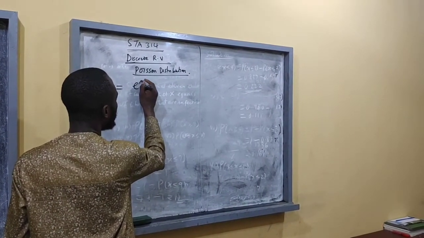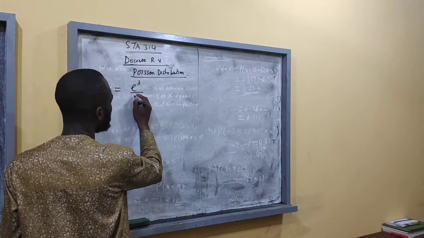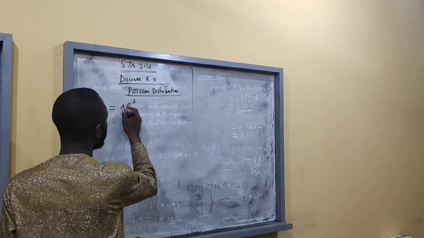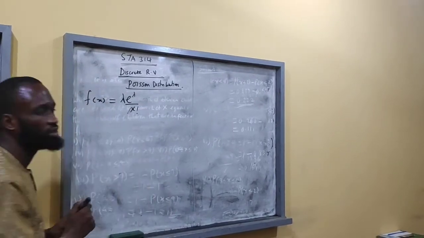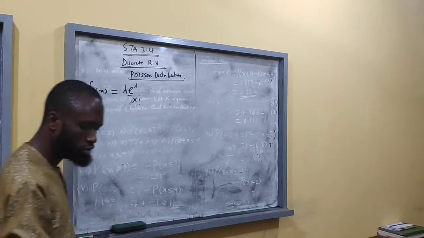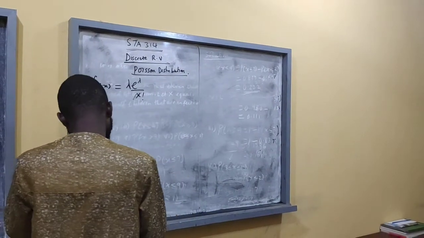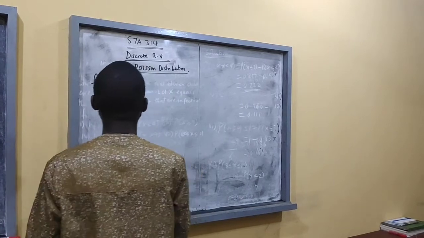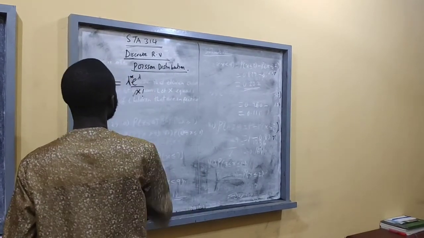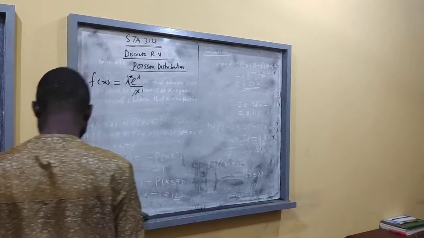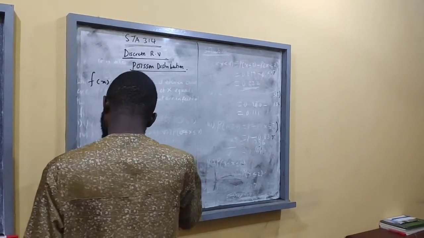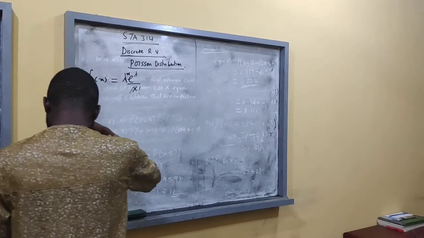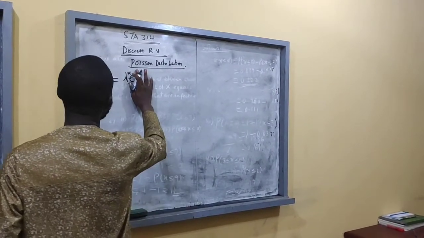Now let's look at the PDF for Poisson distribution, the probability density function for Poisson distribution, and it is defined as e raised to the power of lambda over x factorial times lambda. That is the Poisson distribution. Sorry, this is lambda raised to power x, e raised to power minus lambda, divided by x factorial. That is the Poisson PDF or distribution.